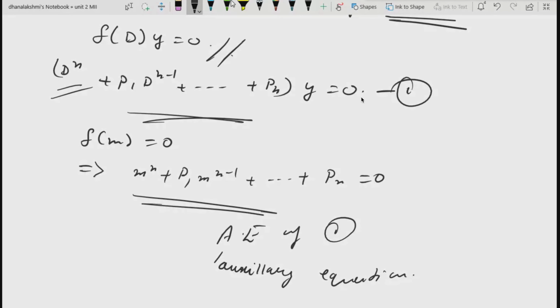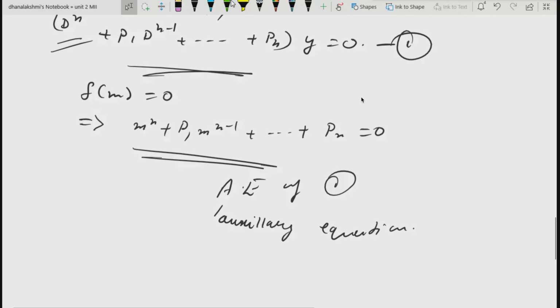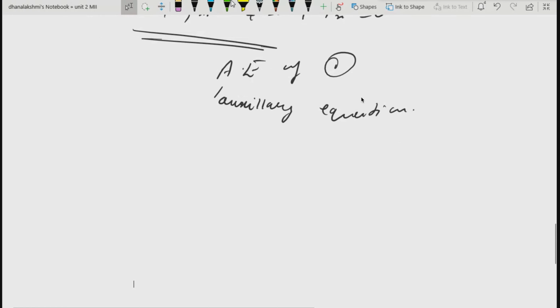Now look at this equation, f of m is equal to 0. What kind of equation is this one? It is a polynomial equation in m of degree n. So when you have a polynomial equation of degree n, you will have certain roots. How many roots will be there? N roots will be there, is it or not? So we'll assume n roots are there: m1, m2 and so on up to mn.